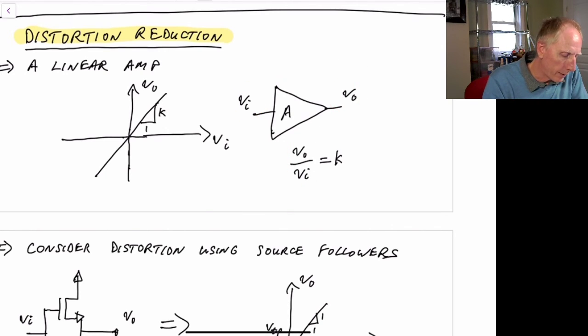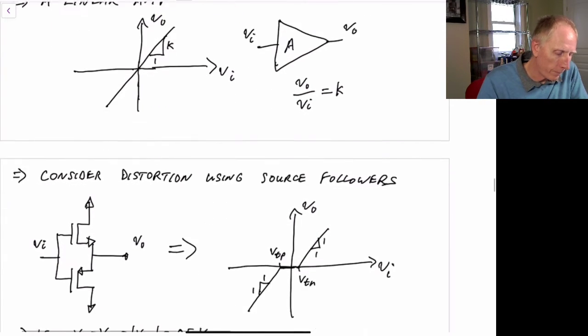Then we could plot this. If this is purely linear, it would just be a line going straight through the origin, and it would have a slope of K. So the slope of that would be K, and everything would be perfectly linear. If you put a sine wave in, you get exactly a sinusoidal wave coming out.